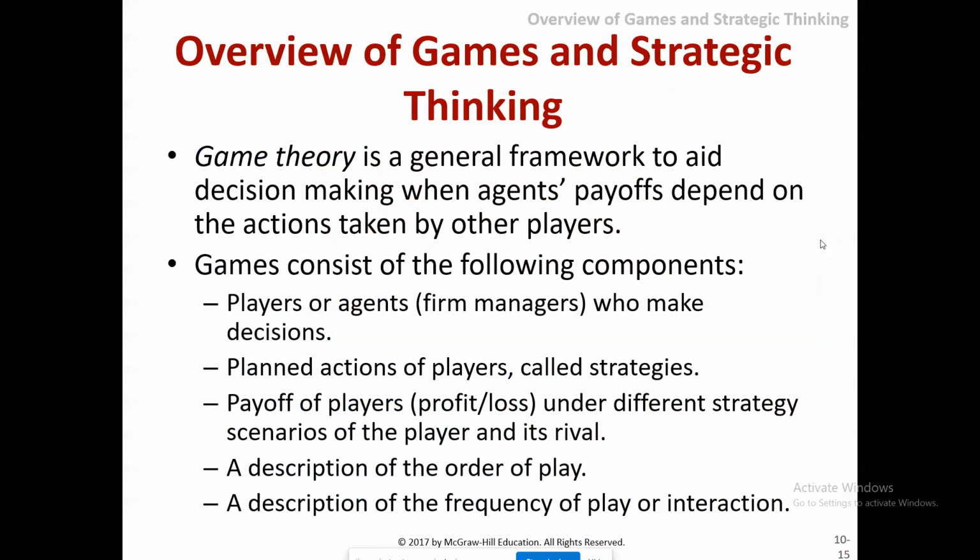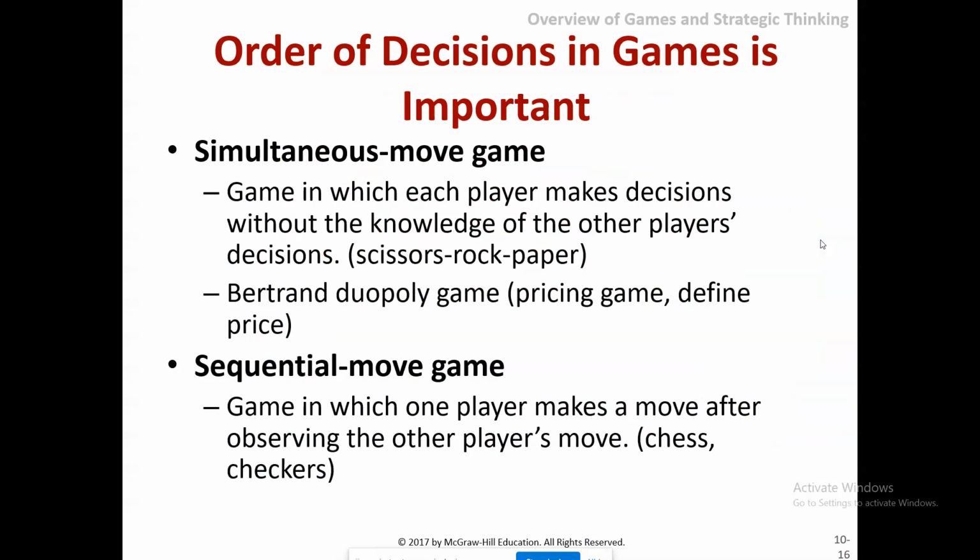There's a description of the order of players. Like, do they move simultaneously or sequentially? Simultaneous move game refers to a game in which each player makes decisions without the knowledge of the other player's decisions. An example would be scissors, rock, paper. In the economics world, there is a Bertrand duopoly game in defining price. Two rival firms determine their own prices simultaneously.